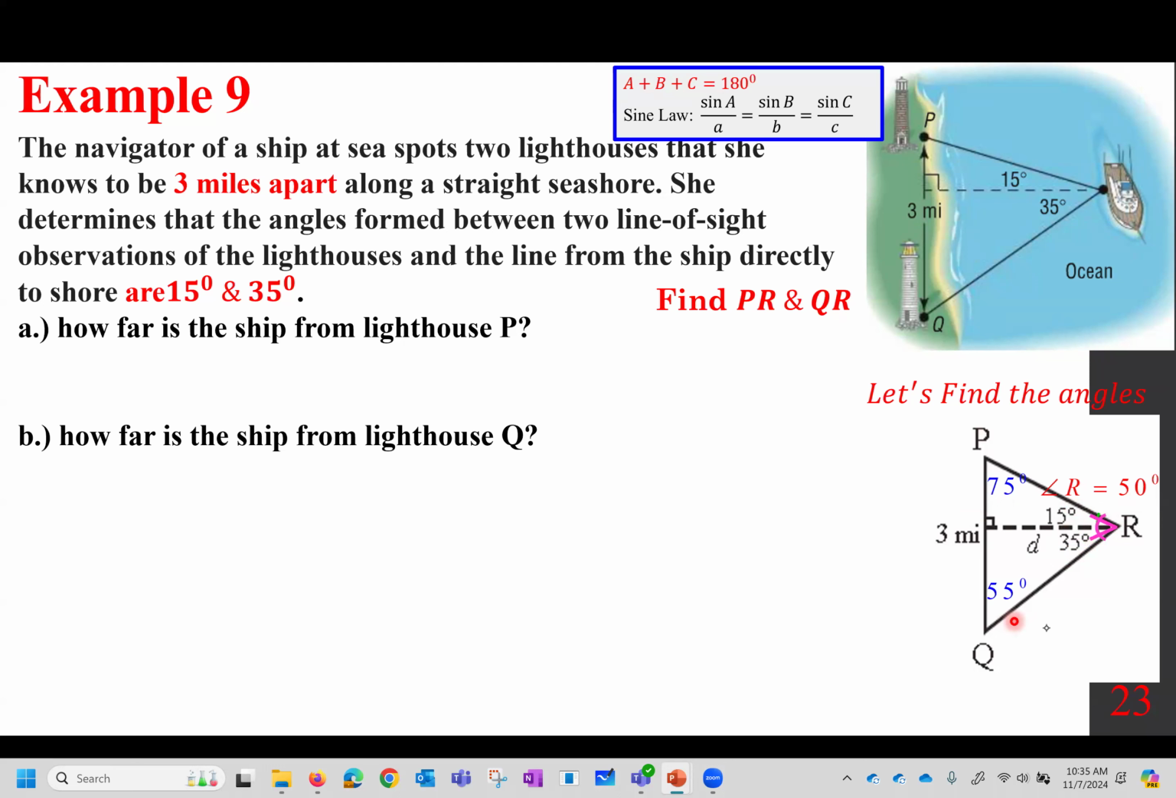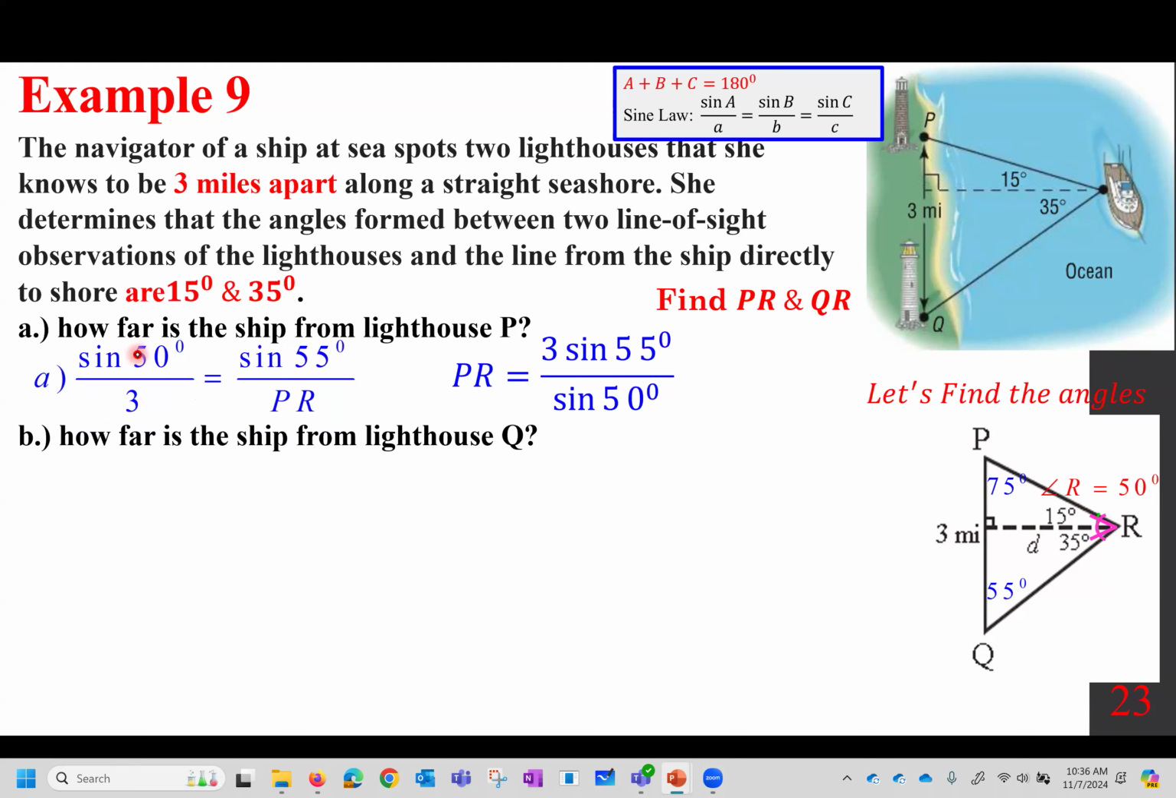Okay, now we're going to look at the big picture. And we have all the angles and we have one side PQ. So we are going to use this and use this. So sine of 50 over 3 miles is sine of 55 over the missing PR. Okay, this is for this distance PR. And so what is PR? The product of these two, 3 times sine 55 divided by sine of 50. And put it into a calculator, you get 3.21 miles.